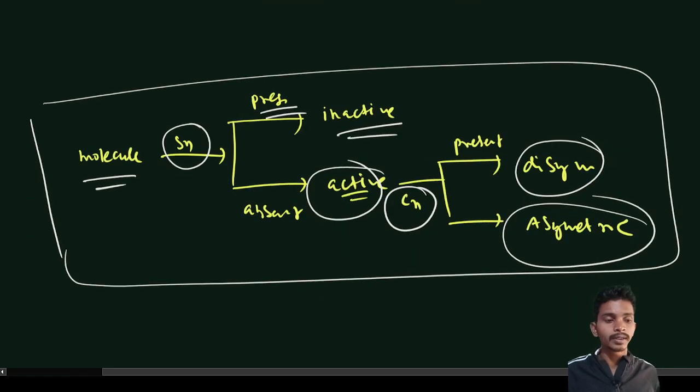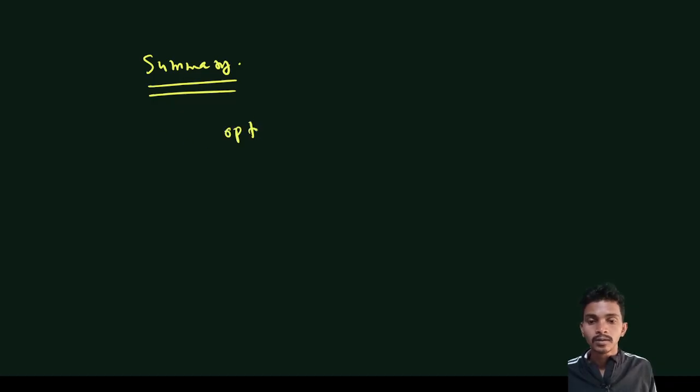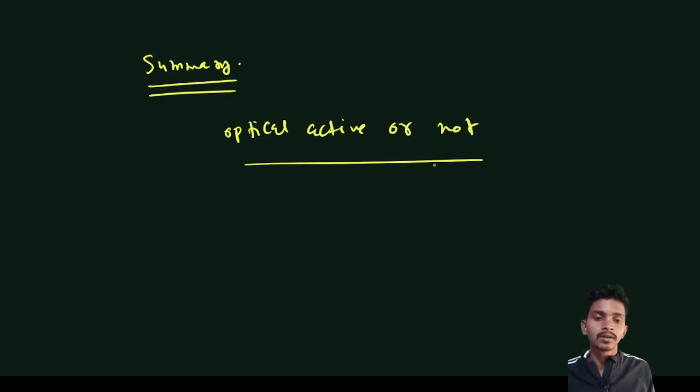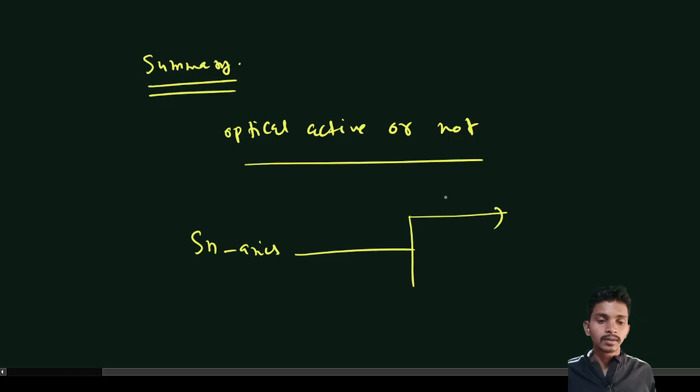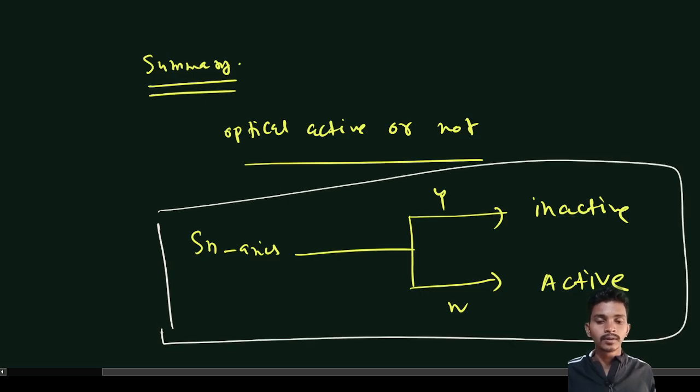So the summary: to decide optical activity, check whether the Sn axis is present. If yes, then it is inactive. If no, then it is active. That's it. Okay, so that's all for today, thank you.